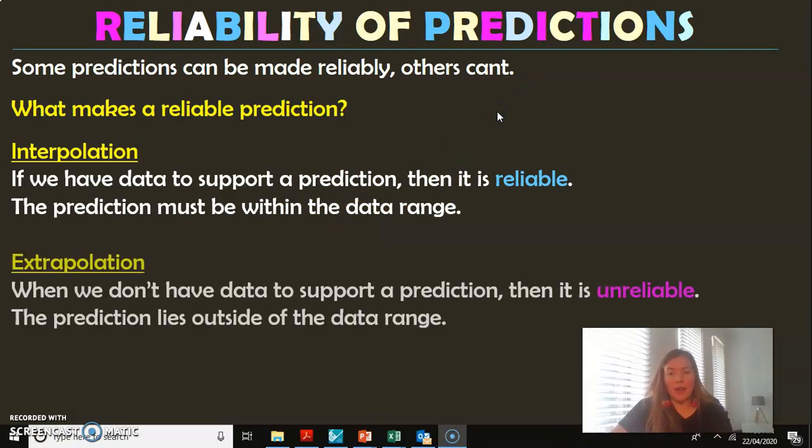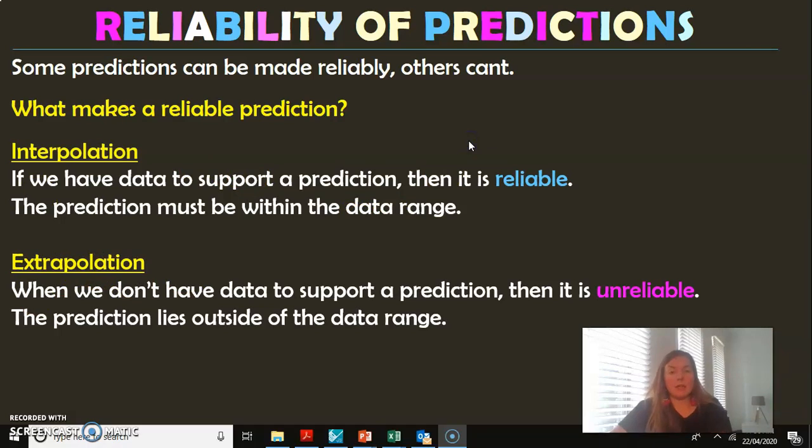If our data point that we are trying to make the prediction for is outside of the set of data, so it's beyond the data that we have, then we consider that to be an unreliable prediction, and we call that extrapolation. You need to remember these two words. They are really important. You'll often be asked on a test, is this a reliable prediction? And you need to be able to answer in terms of either one of these words. Yes, it is reliable because it's interpolation, or no, it's not because it's extrapolation.